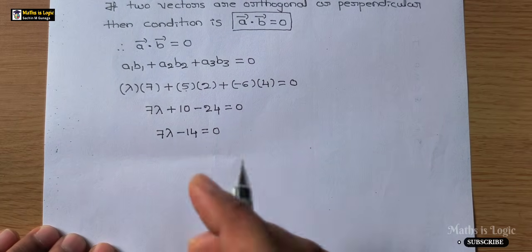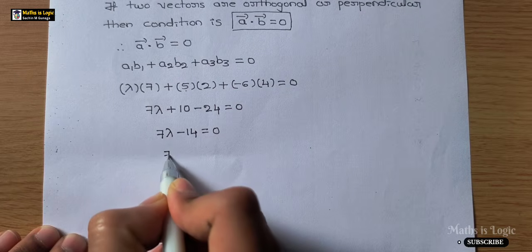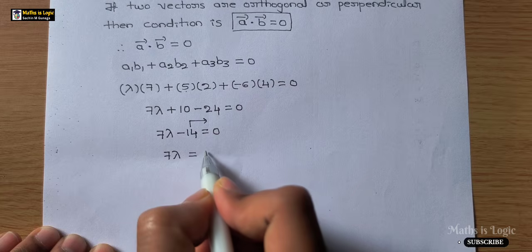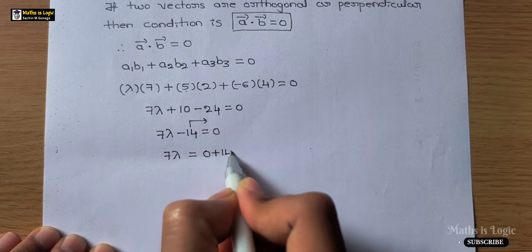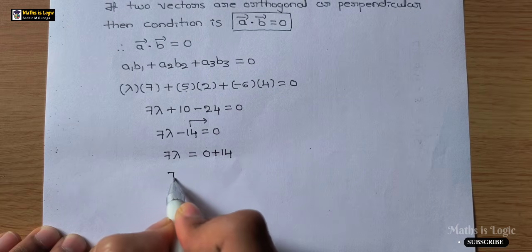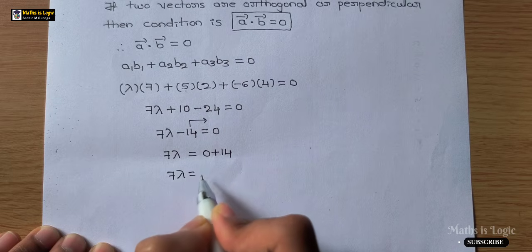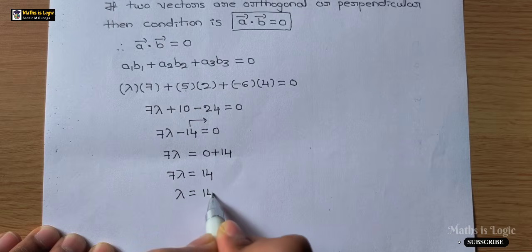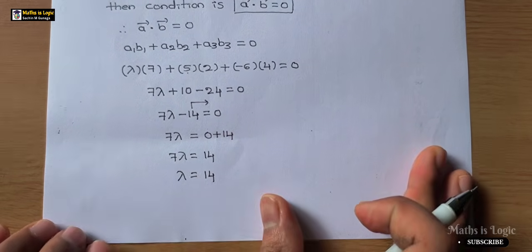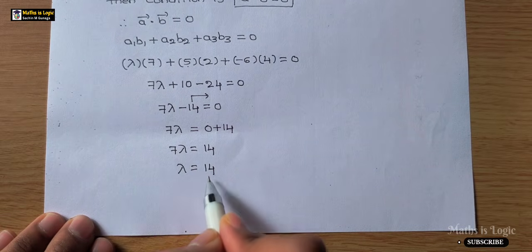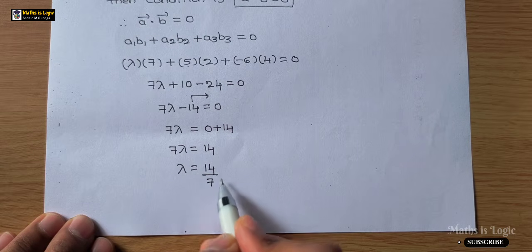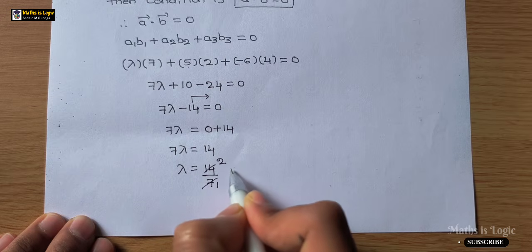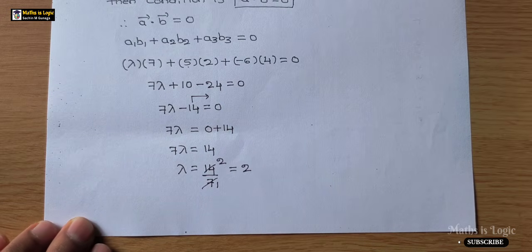Next we need the lambda value, therefore 7 lambda I am going to keep as it is. Next shift minus 14 to the right hand side, minus 14 becomes plus 14. Therefore 7 lambda is equal to 0 plus 14, which is 14. Therefore lambda is equal to 14 by 7. Because of the multiplication sign, this 7 comes in the denominator. So this is the final answer. Otherwise you can cancel 7 ones are 7, 7 twos are 14. Therefore what is the value of lambda here? 2.